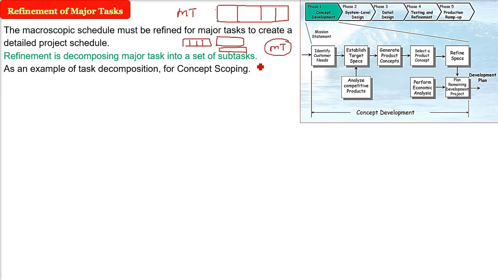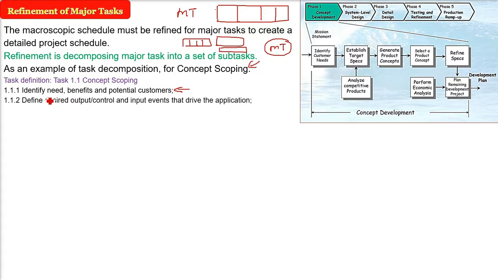Now let us see how we are going to do the task decomposition in this case. First we'll start with the concept scoping. This is the first task, task 1.1. And please remember 1.1, 1.1.1, all these are the subtasks. The first one will be to identify the needs and benefits and potential customers. The second part, we have to define the desired output and control and input events that drive the application.